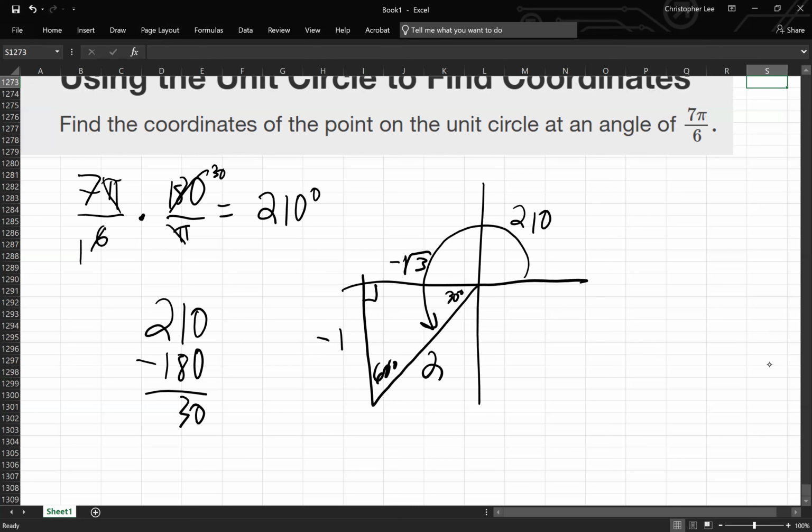So now, which coordinate did I find? So this coordinate here. My x value is negative square root 3. And my y value is what? -1. And that's the point.